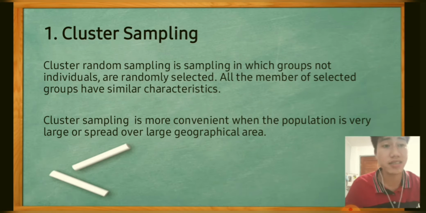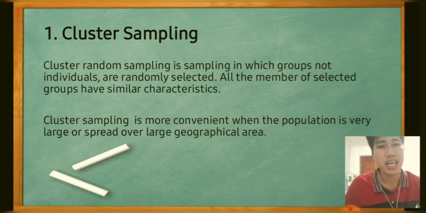When we say cluster sampling, it is a sampling method in which groups, not individuals, are selected. So groups siya, by group siya, dili siya individual ang pagkuha sa sample. The groups will be randomly selected. All the members of the selected groups have similar characteristics.